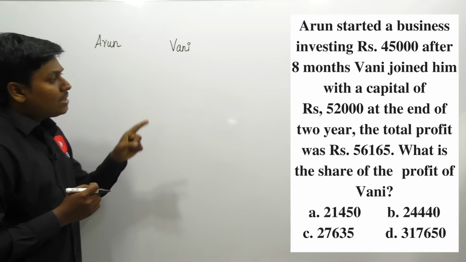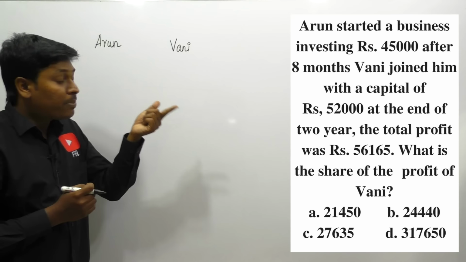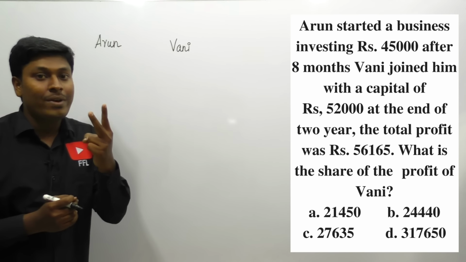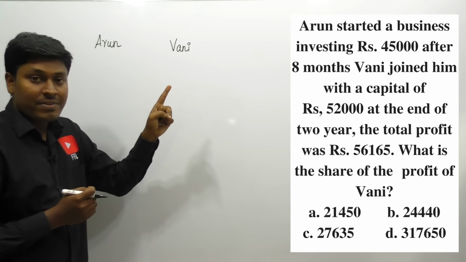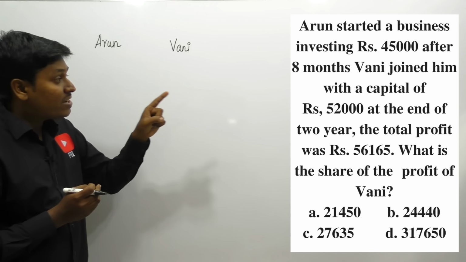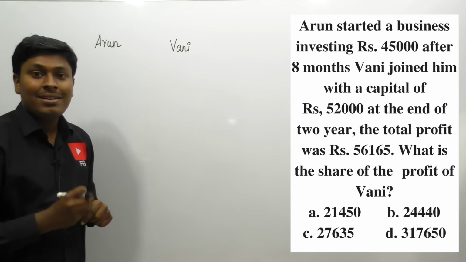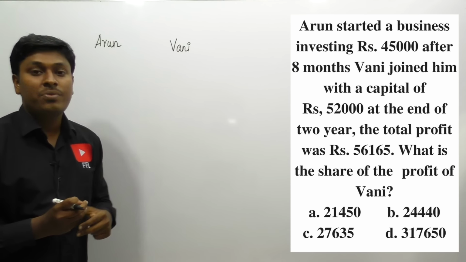So friends, they have given a profit of 56,165, but the profit they have calculated is for 2 years. That is important. In the first question we learned the profit is calculated for 1 year, that is 12 months. But in question number 2, they have calculated the profit of 56,165 for 2 years, that is 24 months, right?